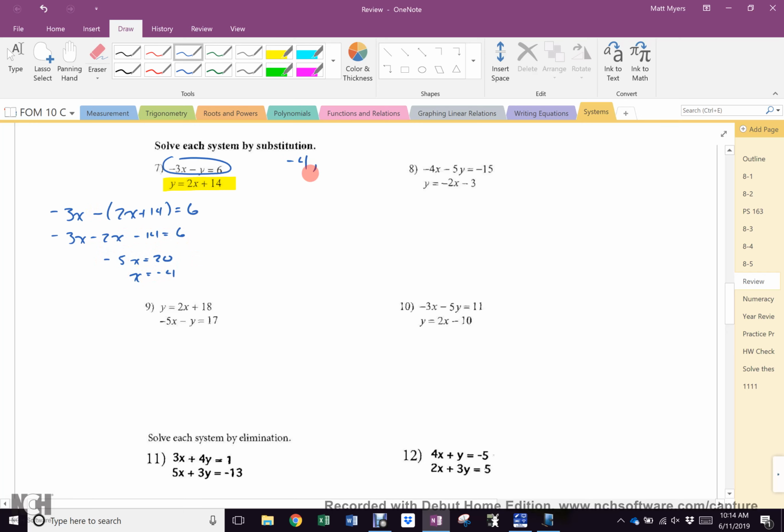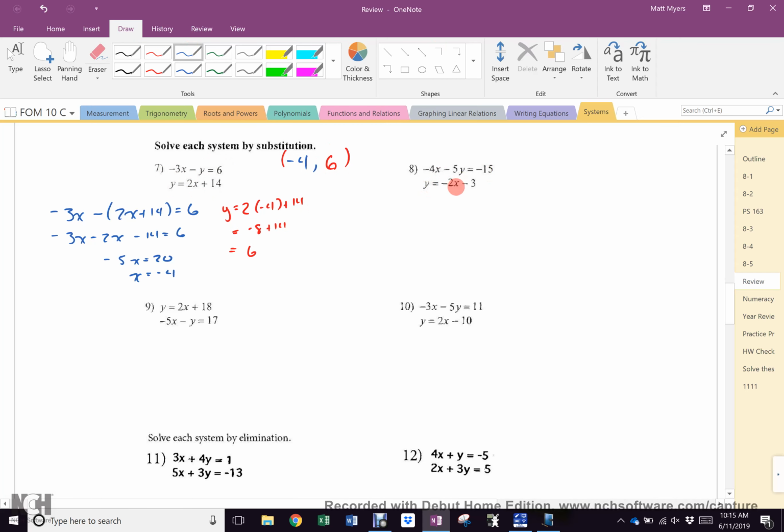Negative 4 is half my answer. Now I need the y. Well, there is what finds me y. Y equals 2 times negative 4 plus 14. Negative 8 plus 14, 6. And of course you check it to see if you're right. Is negative 8 plus 14, 6? Yes. Is 12 minus 6, 6? Yes. And you have done it exactly correctly.